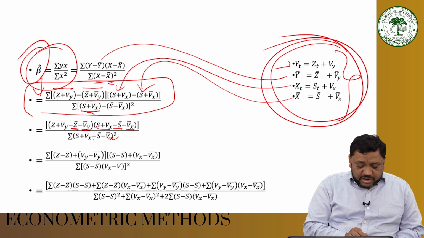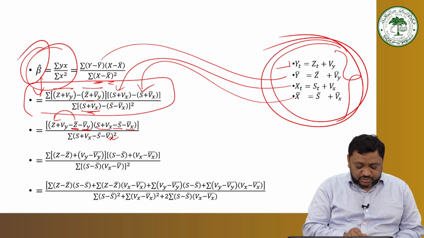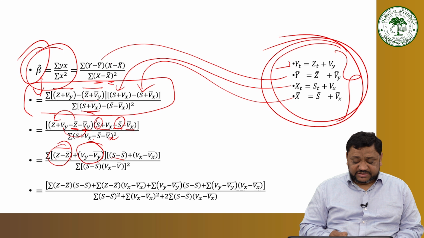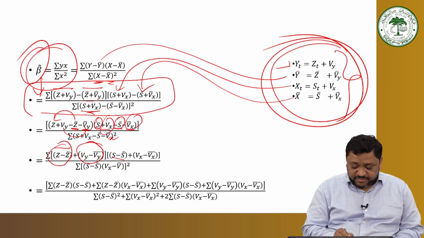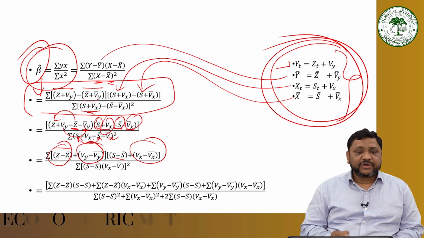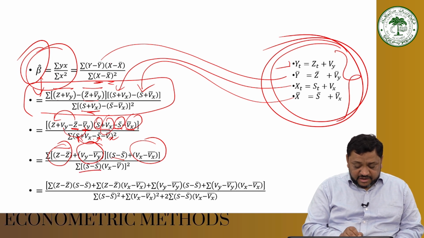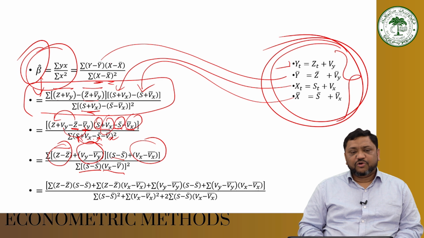So now we can write it in terms of, say, we take these two terms together. We have z and z together, so we write z minus z bar, and we take vy and vy together, so vy minus vy bar together. Here s and s together, s minus s bar. Here vx minus vx bar, so we get this term. And in the denominator, what do we write? We again take these s and s together, s and s bar. So s minus s bar multiplied by vx minus vx bar, the whole square of it.